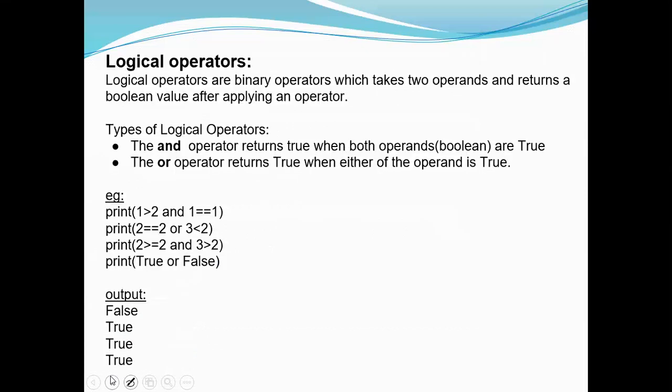Next comes the logical operators. So logical operators are also binary operators, binary in the sense they will take two inputs, which take two operands and return a Boolean value again, that is true or false. There are actually two types of logical operators. One is called the AND operator, which says true only when both operands are true. And the other is OR, which says true when at least one is true.